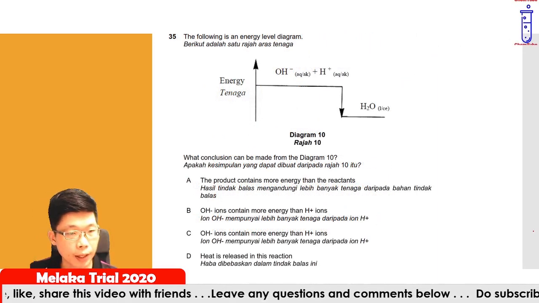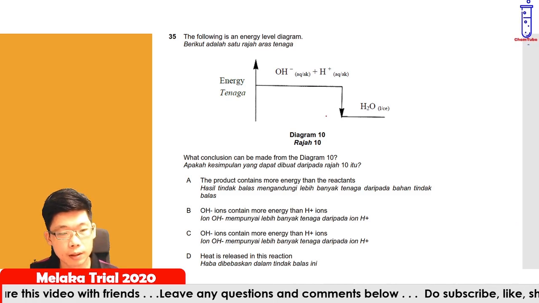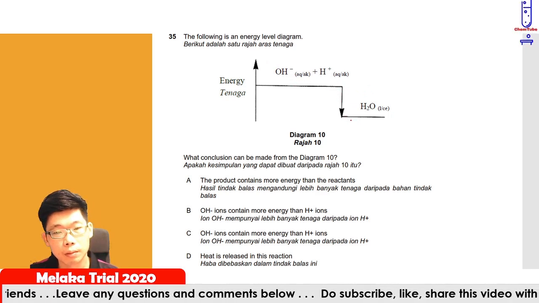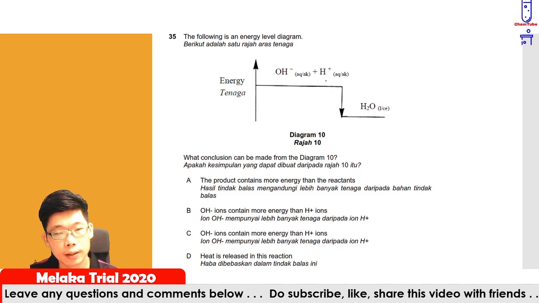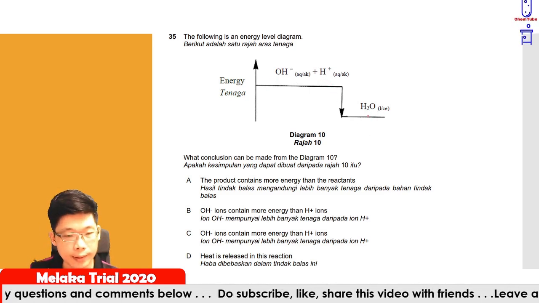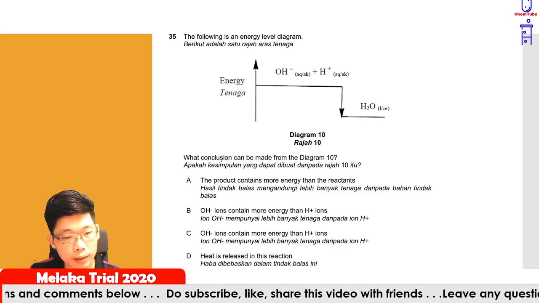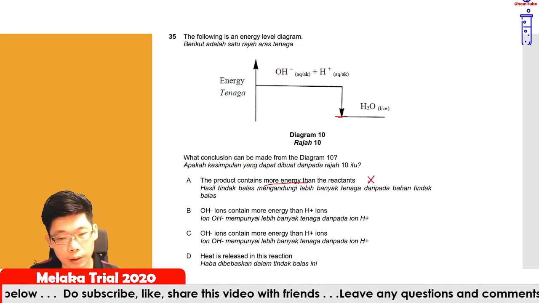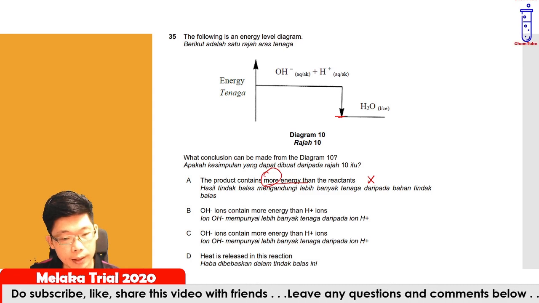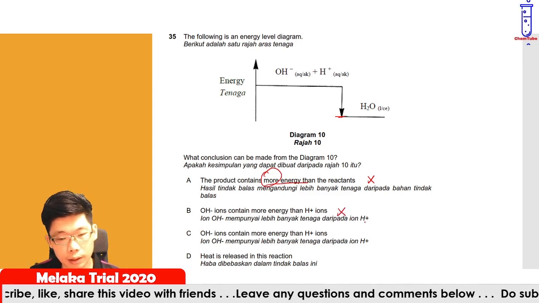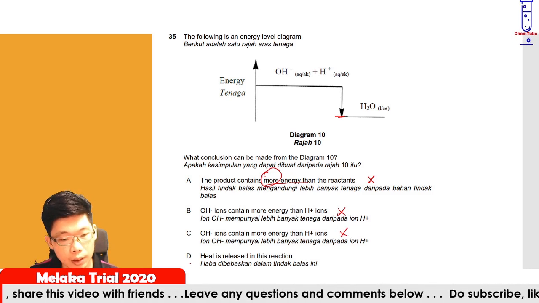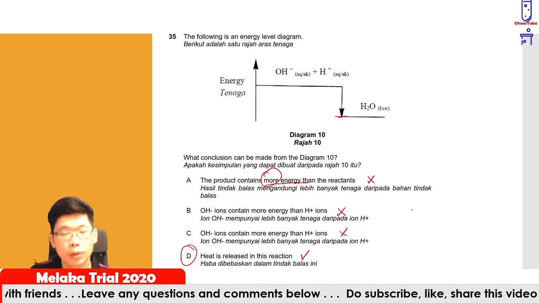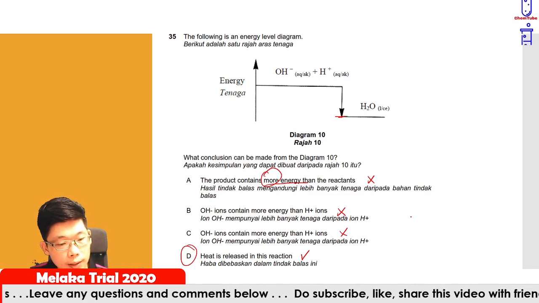35. The following is an energy level diagram. What is the conclusion? If we look here, this is an exothermic reaction because the energy content of the reactants is higher than the products, so heat is released. We check which one. The products contain more energy than reactants? No, because it's lower, so wrong. Hydroxide ions contain more energy than this one, we cannot determine it. This one also the same. Heat is released in this reaction? Yes, heat is released because it is exothermic. So D is the answer.